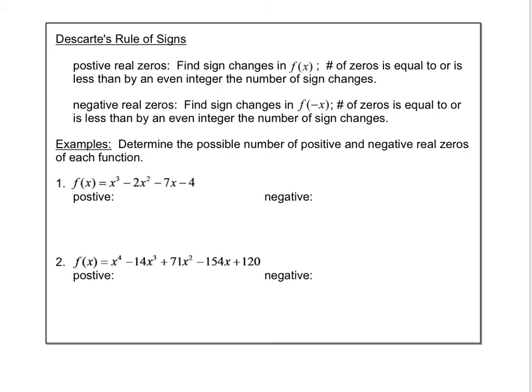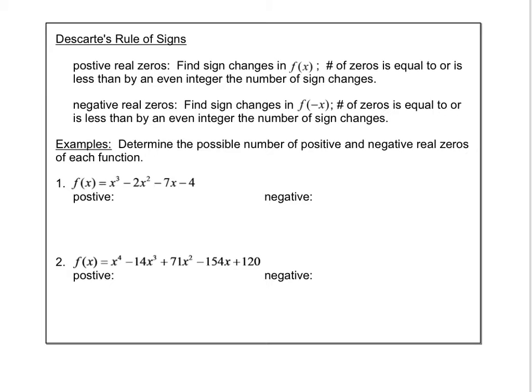What he says is that if you look at a polynomial function, you can determine how many positive real zeros and how many negative real zeros you're going to have, just based on looking at how many times the signs change. For positive real zeros, we look at the sign changes in the original function. For negative, you have to plug in negative x first, kind of like you're trying to decide if it's even or odd. Then you look at how many sign changes that has.